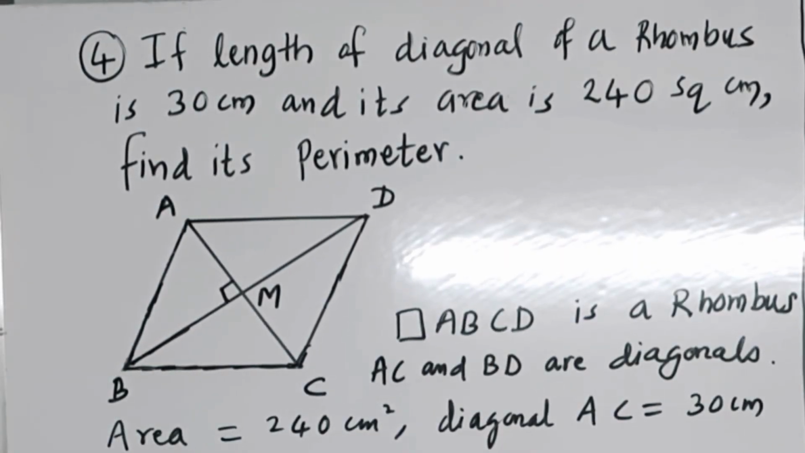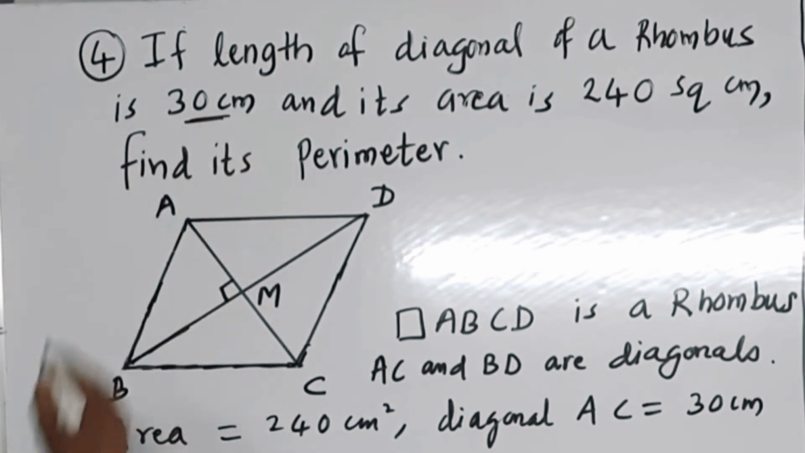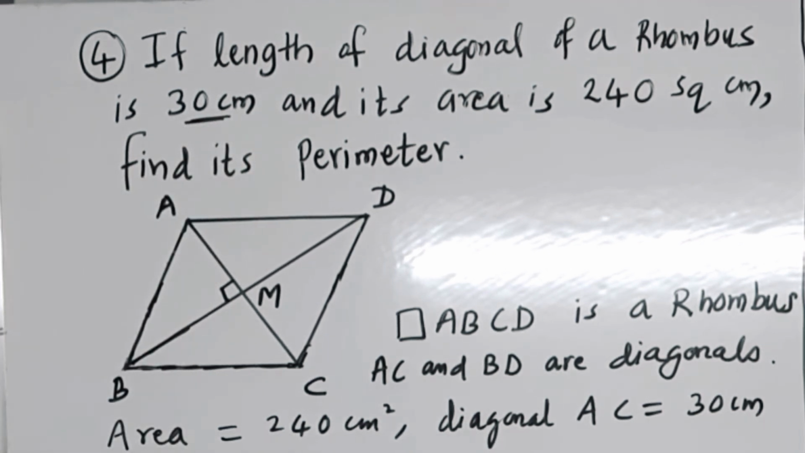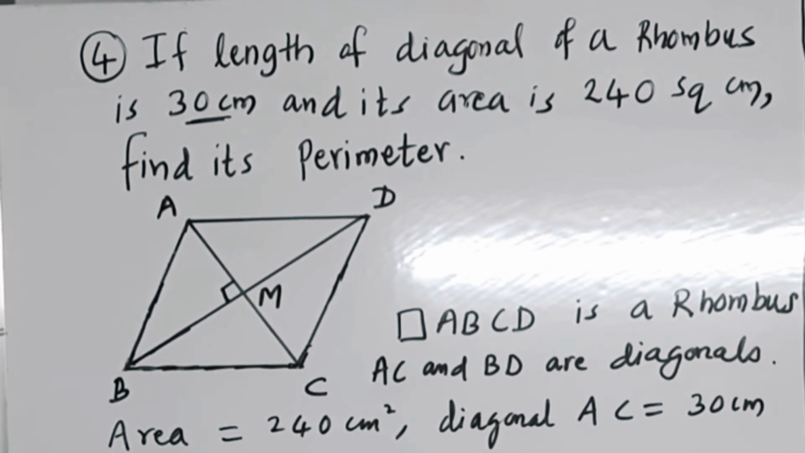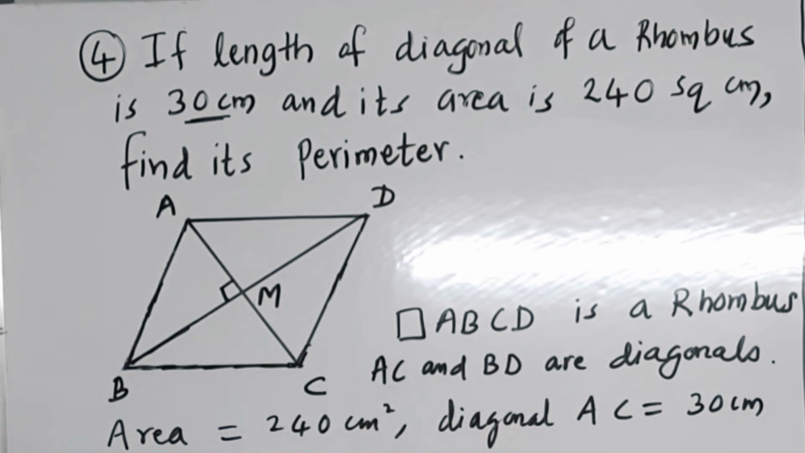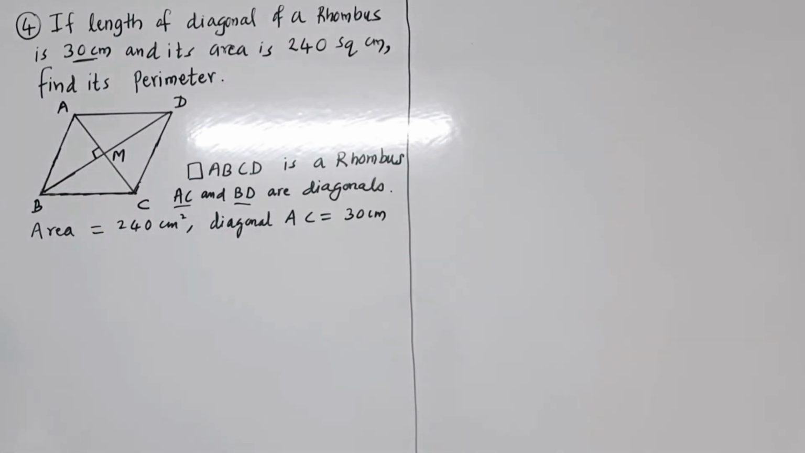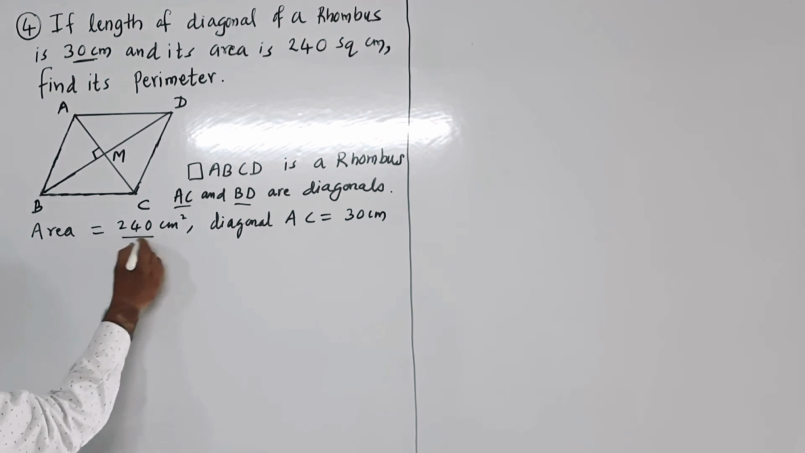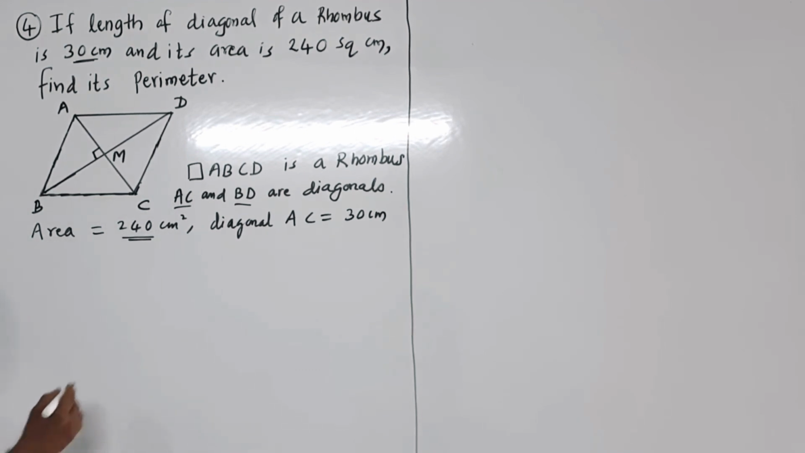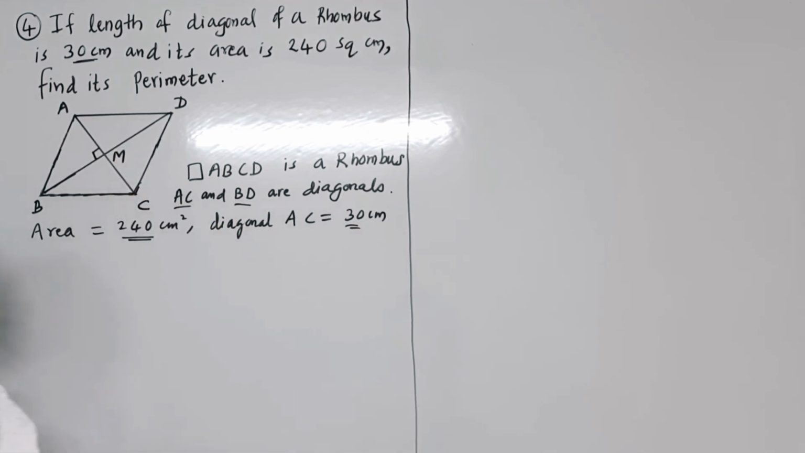Fourth example: if the length of a diagonal of a rhombus is 30 centimeter and its area is 240 square centimeter, find its perimeter. So let us consider quadrilateral ABCD is a rhombus and AC and BD are the diagonals of the rhombus which intersect each other at point M. Now the given thing in the example is the area of the rhombus is 240 square centimeter and let the length of diagonal AC be equal to 30 centimeter.